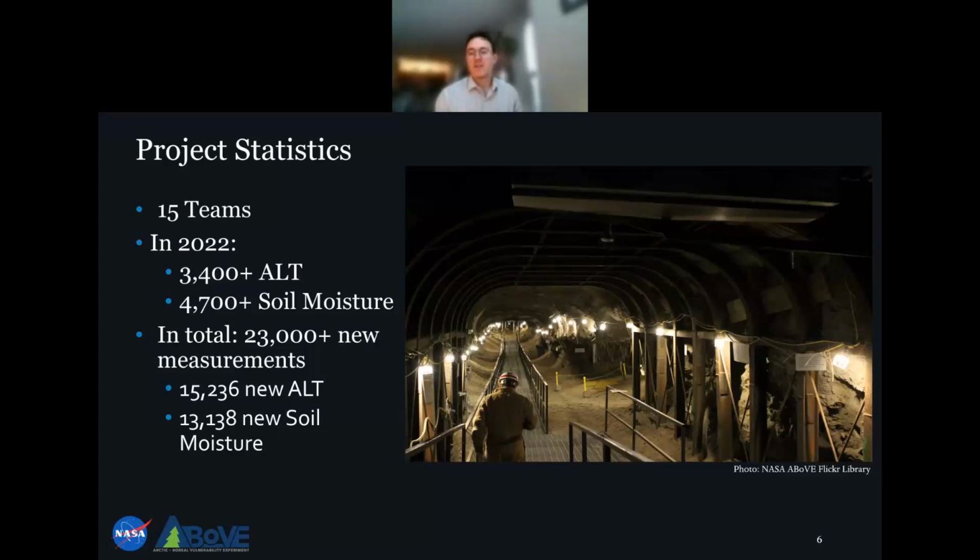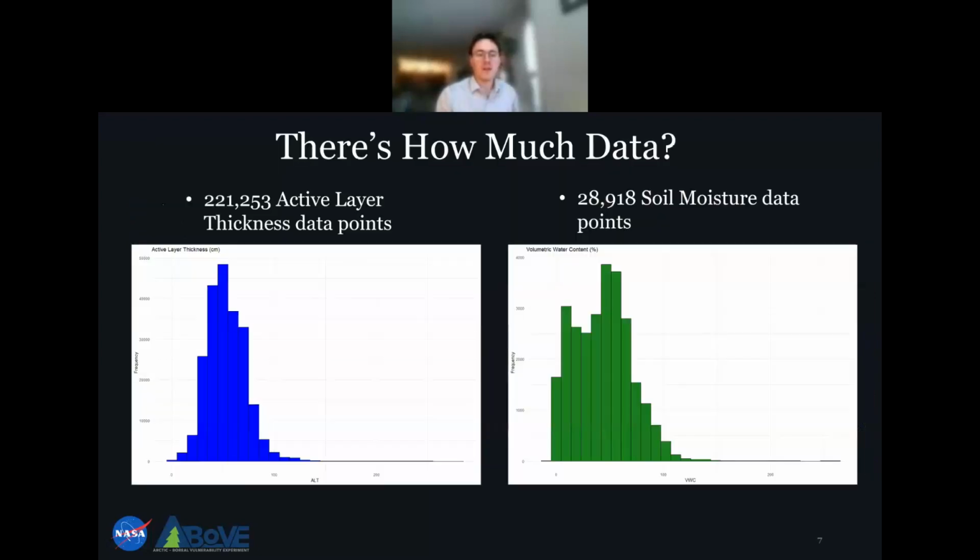All of this amounts to a significant expansion of the SMALT data set that we hope will enable great science in the ABoVE domain and support the use of these remotely sensed products. So in total, this second version of the data set contains more than 221,000 active layer thickness measurements and almost 29,000 soil moisture measurements. Over these next couple of slides, I'll have a few more graphs that I hope will orient you to the data set and what has changed.